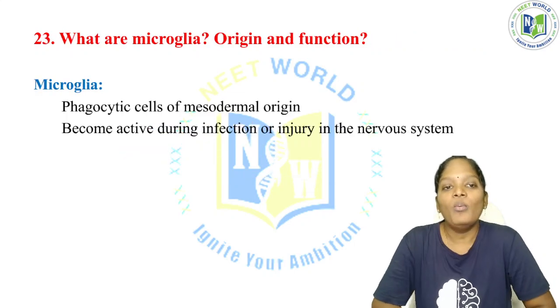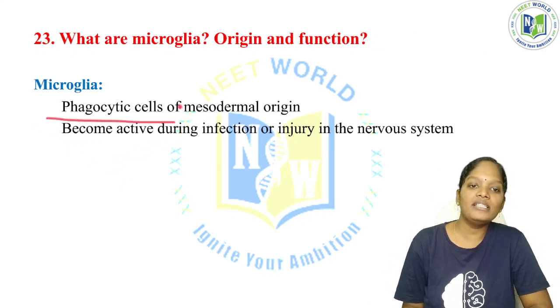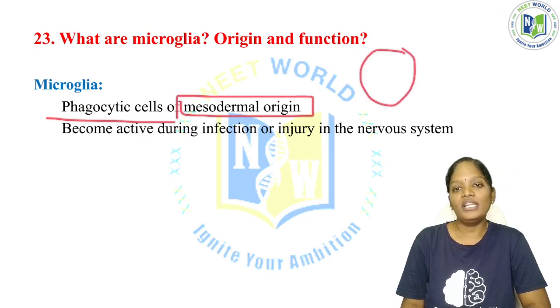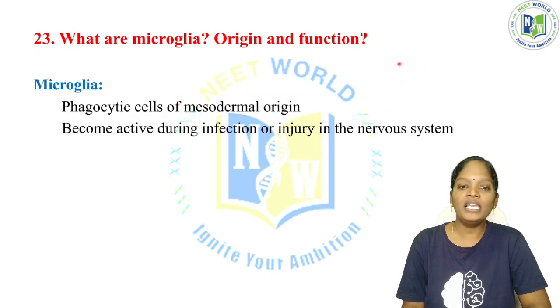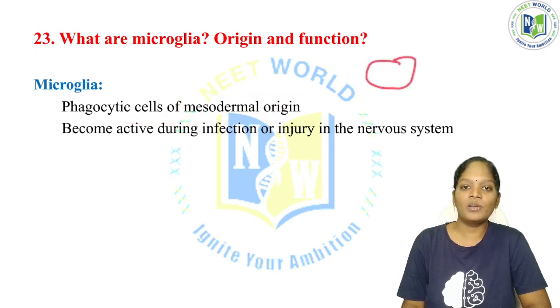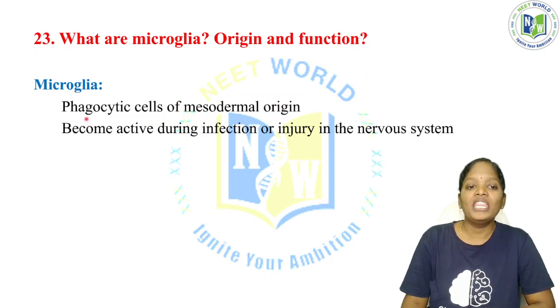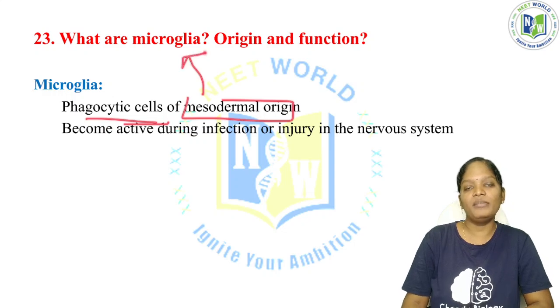Now, what are microglia, their origin and function? Microglia are phagocytic cells of mesodermal origin. There is an outer layer, middle layer and inner layer, and the middle layer is the mesoderm. The phagocytic cells of mesodermal origin, we call them microglia.